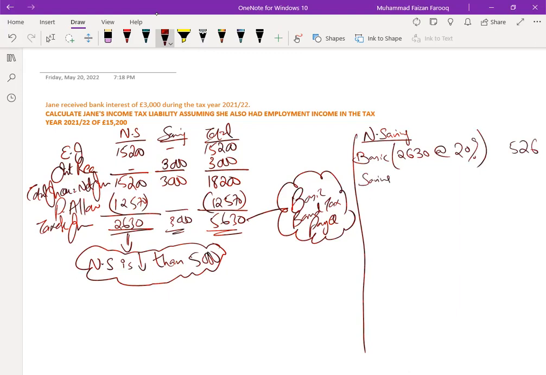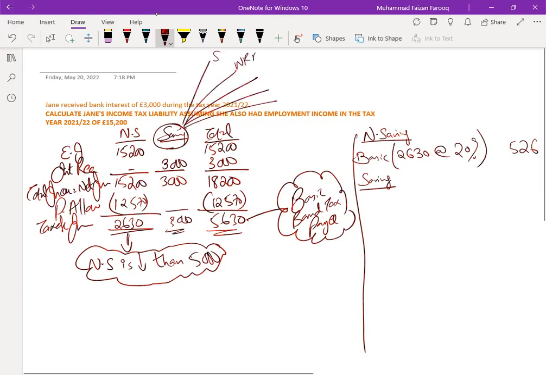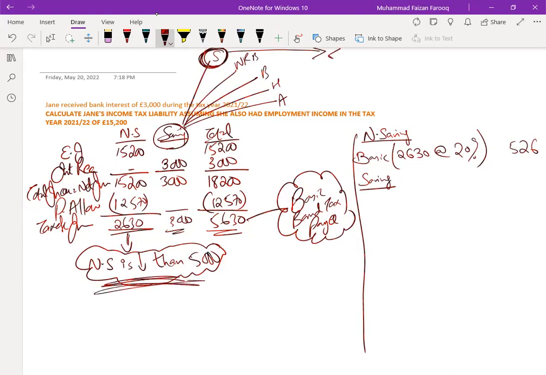No. Then we will have savings income. In savings, we know we have five bands: start, nil rate band, basic, higher, and additional. First of all, we have to focus on the start band. Will the start band apply here or not? Yes, the start band will apply.